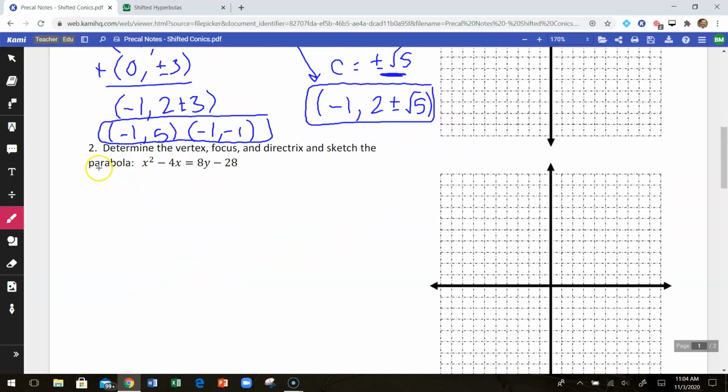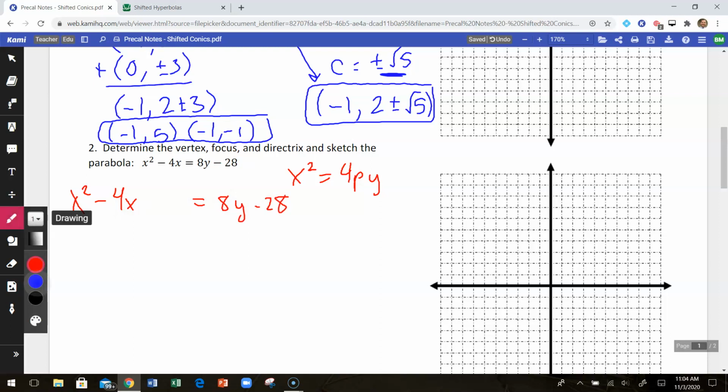Okay, so this next one is a parabola. And with a parabola, remember you want your equation to be x squared equals 4py or y squared equals 4px. Now I know this one is going to be x squared because my only squared variable is x squared here. What I need to do is be able to see my transformations, so I need to complete the square on the left side of my equation here.